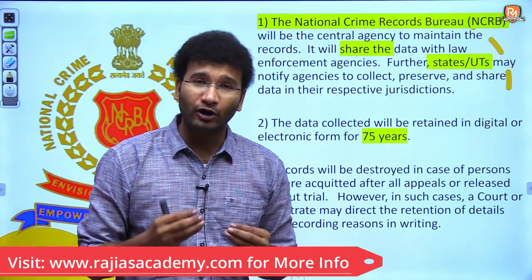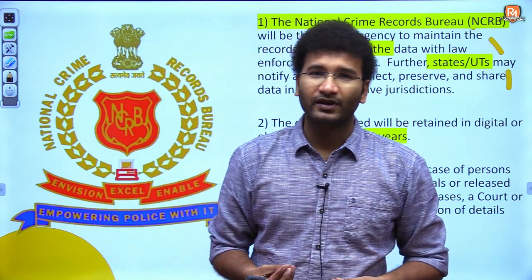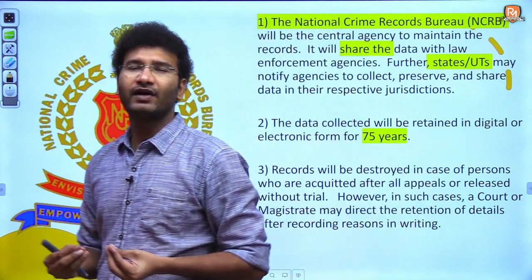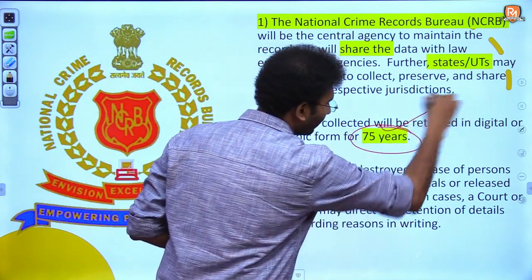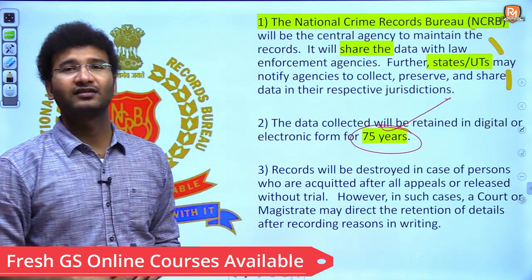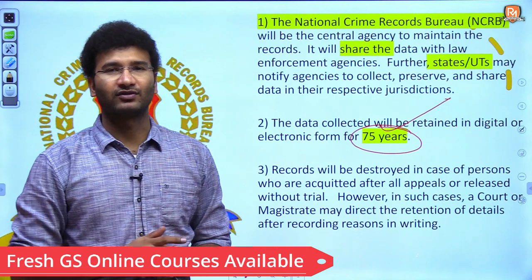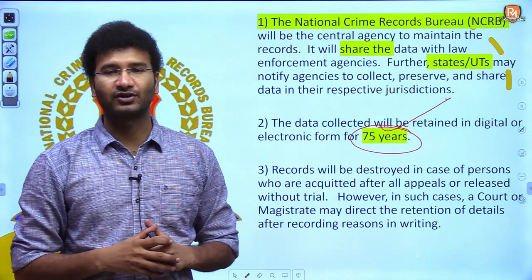Now, for how long will this sample be stored? It is said that for 75 years, the sample needs to be stored. Right, after 75 years, the sample can be disposed of. That means the collected data can be disposed of.